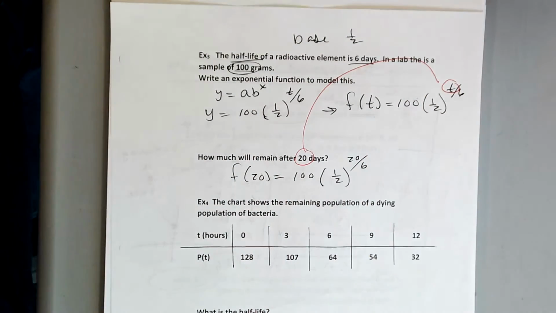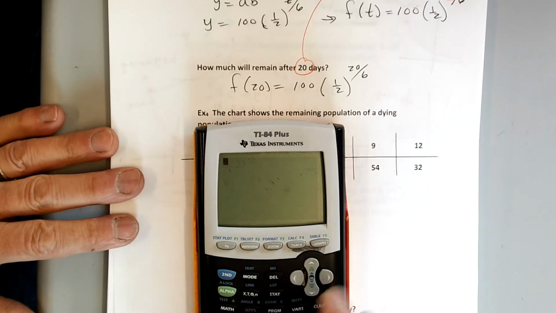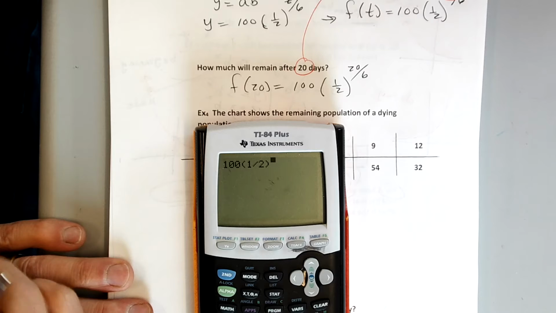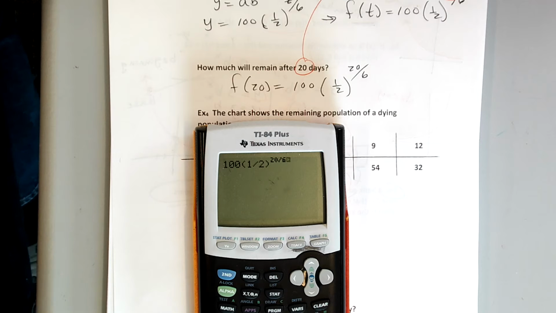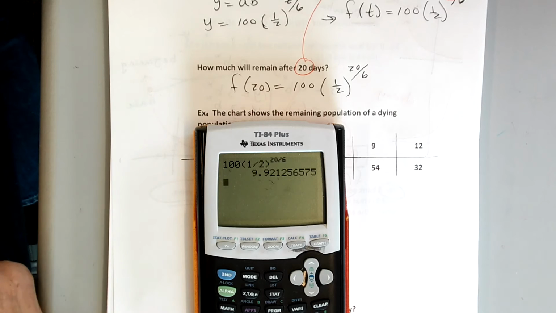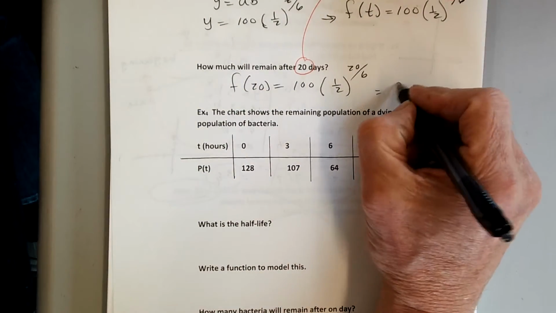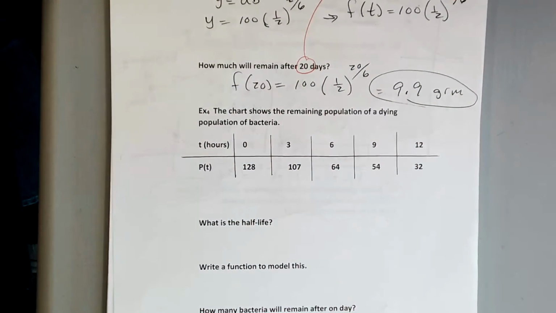Now you're going to need a calculator. You guys can borrow my calculators anytime you want. Maybe you have your own. I'm just going to type it in: 100 times 1/2 to the power of 20 divided by 6. It should be less, you guys agree? Because you're going half of a half of a half. And what do I get? About 9.9. Is it grams of this stuff? Yeah, grams. So I've got 9.9 grams of whatever this stuff is. Probably pretty radioactive if it decays that fast.